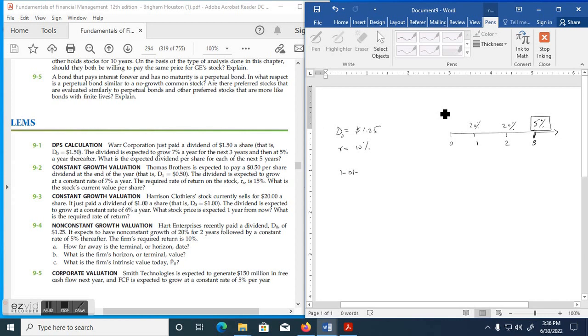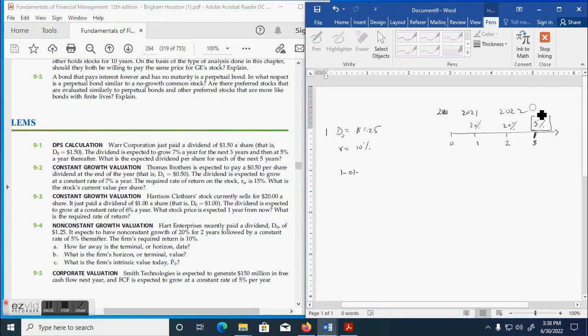Let's take an assumption over here and say that this is the year 2020, this would be 2021, and 2022, and that would mean that our third year is 2023. So if our third year represents 2023, that means that our terminal date for part A would be the 1st of January 2023. Now moving forward to part B, it says, what is the firm's horizon or terminal value?